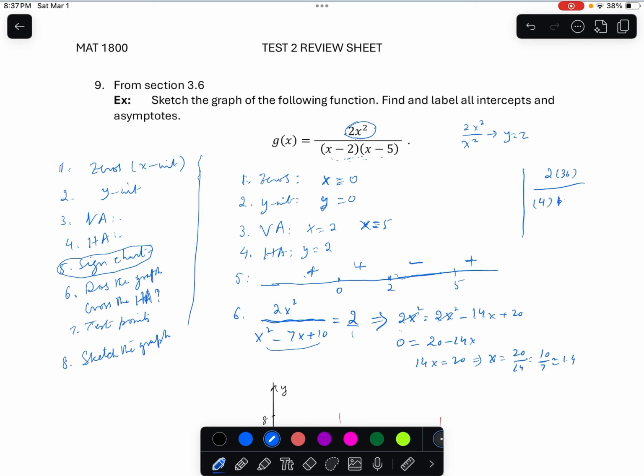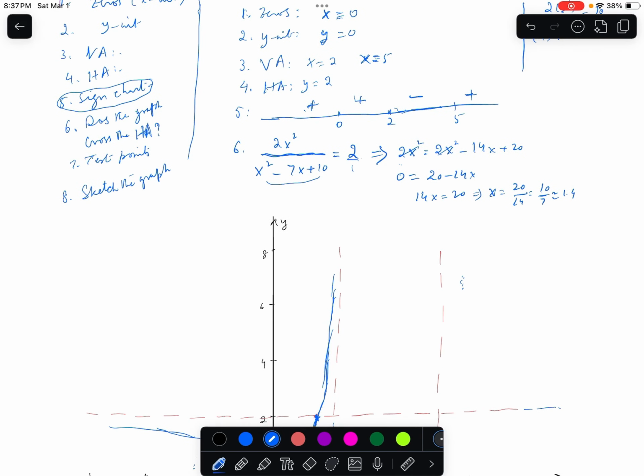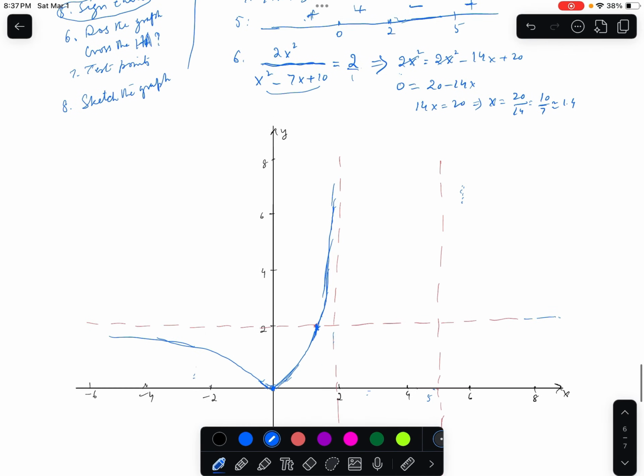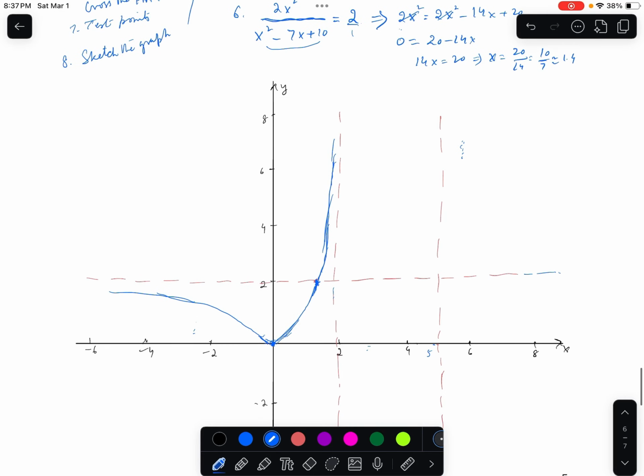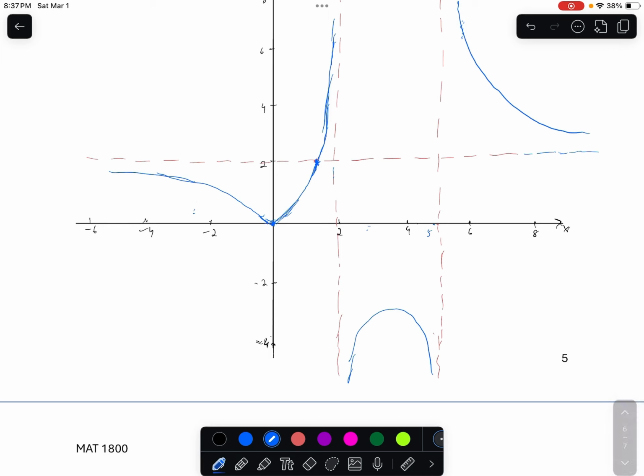So what do I get? This 4 goes into 36 9 times, so 18. Where will 18 be? 18 will be up here in this region. Although it is too far away, just to show that it will be in this region, we can just draw a piece like that. And that is our graph. This is what you should get as your graph.